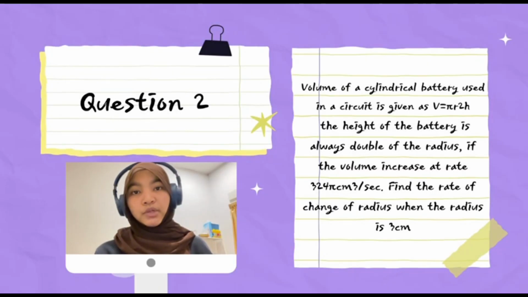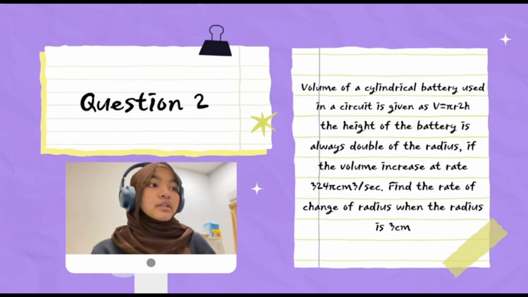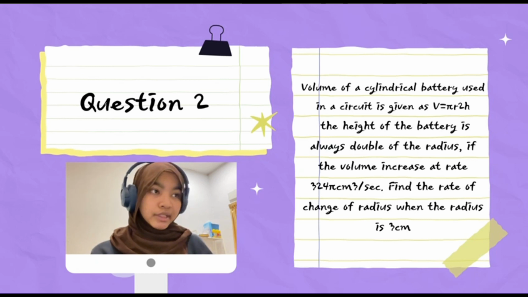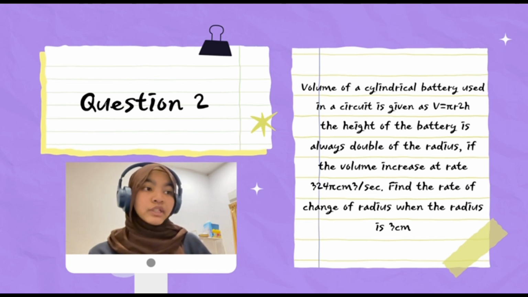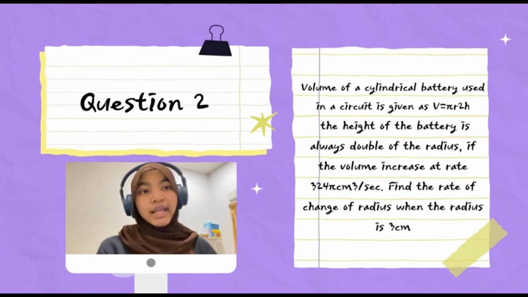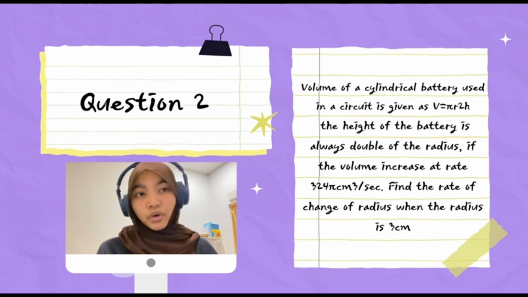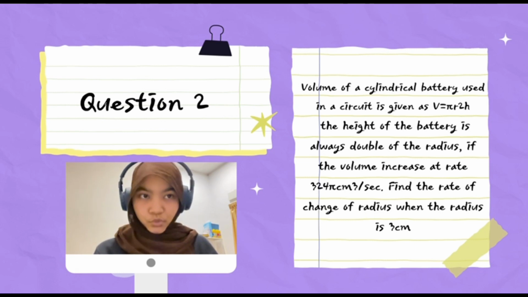So the question we have here is: the volume of a cylindrical battery used in a circuit is given as V equals pi r squared h, where the height of the battery is always double the radius. If the volume increases at a rate of 324 pi cm cubed per second, find the rate of change of radius when the radius is 3 cm. So I will let my friend Aini explain more on how to solve this question.